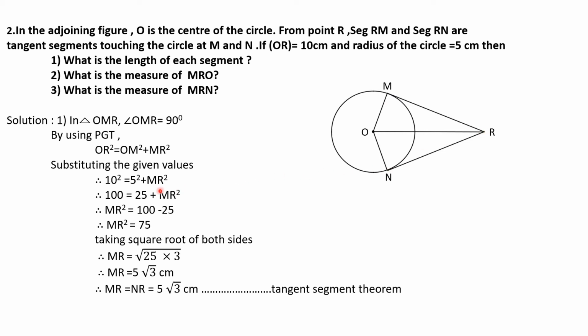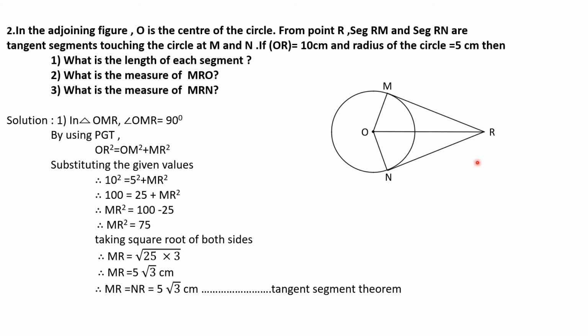Substituting the given values, therefore 10 square is equal to 5 square plus MR square. Square of 10 is 100 is equal to square of 5 is 25 plus MR square. Therefore MR square is equal to 100 minus 25. MR square is equal to 75. Now we are taking square root of both sides. MR is equal to root of 25 into 3. Therefore MR is equal to 5 root 3. So the answer is MR is equal to 5 root 3 centimeter.